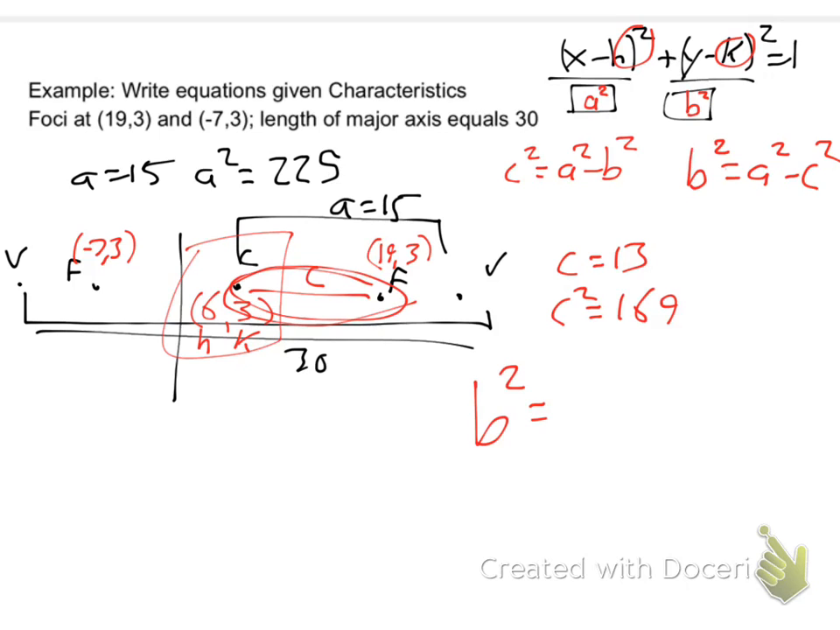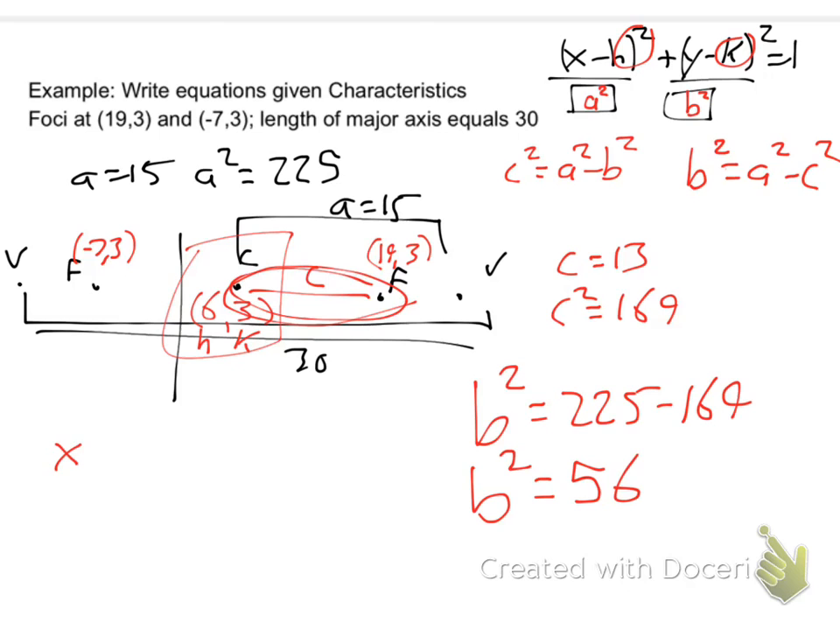Or b squared equals 225 minus 169? Or b squared equals 56? Do I need to know what b is? Do I care? No, because I have to use b squared in my equation, not b. Now, if I was going to graph it, then I would want to have b. But I'm not graphing it. I just want the equation.